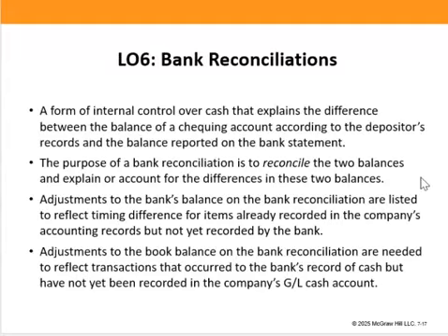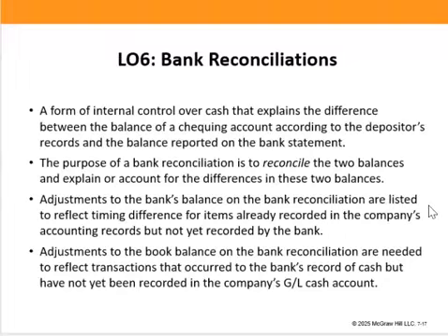Okay. So adjustments to the bank's balance on the bank reconciliation are listed to reflect timing differences, as I mentioned. So different things would be us making a deposit. When the company is getting ready to do a deposit to the bank, we record in our system any cash that we've received, any checks that we've received. Then we make up the bank's deposit slip, which I showed you earlier in a previous video, and then we take it to the bank.